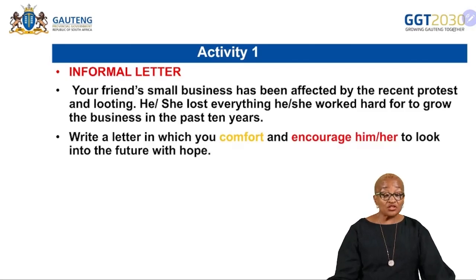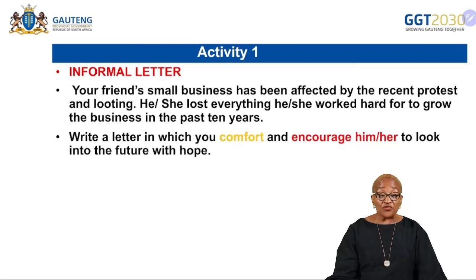You are expected to look at the brief, to analyze the brief, and come up with key facts out of the brief. What we can gather from this brief is that your friend had a small business. And because of the protest and the looting, she lost everything that she worked hard for to grow the business in the past 10 years. Sure, what a great loss. Your friend must be grieving over the losses.